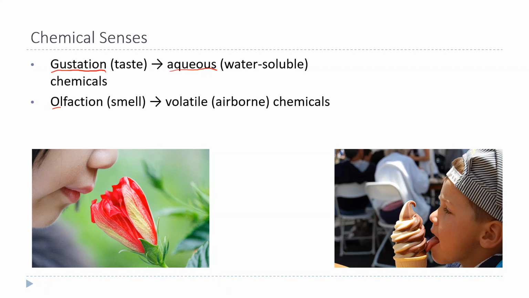Olfaction, meanwhile, is the fancy word for smell. So with smell, we're still in one of the chemical sensory systems, so the detection of chemicals, but instead of water soluble, the olfactory system detects volatile chemicals. So these are chemicals that, instead of being dissolved in water, are essentially dissolved in air. So that can be food, right? Some food releases molecules into the air through just sublimation or evaporation, and then your olfactory system can detect those and determine if something is edible or not.